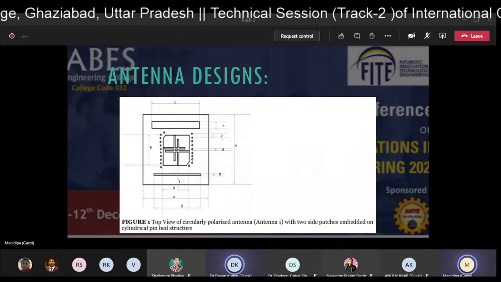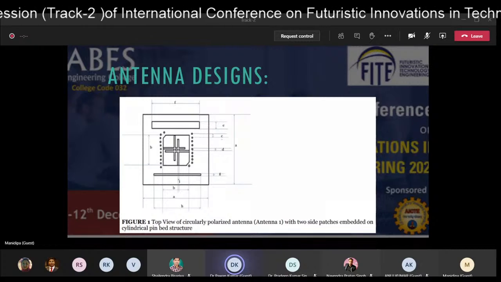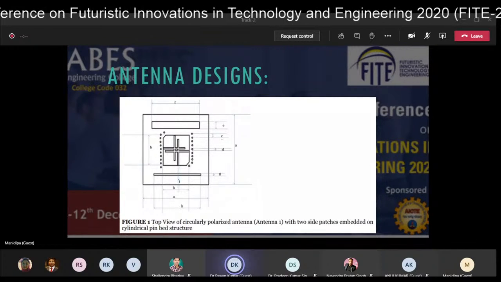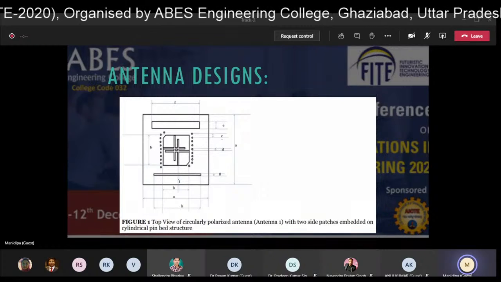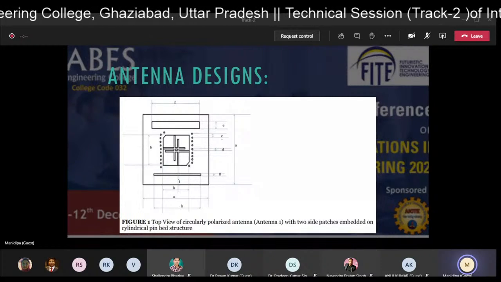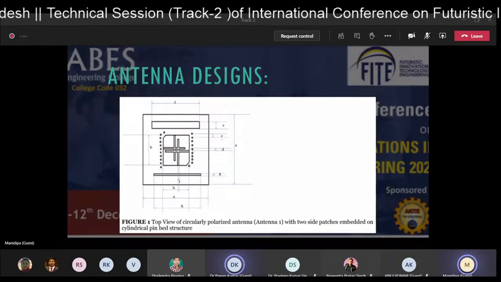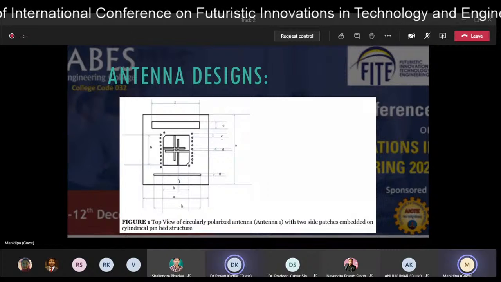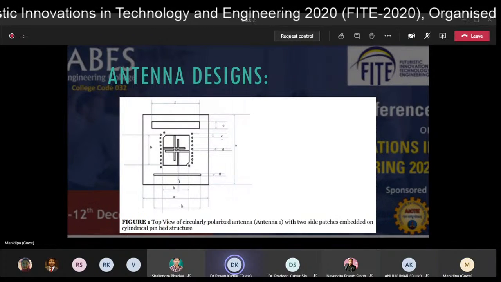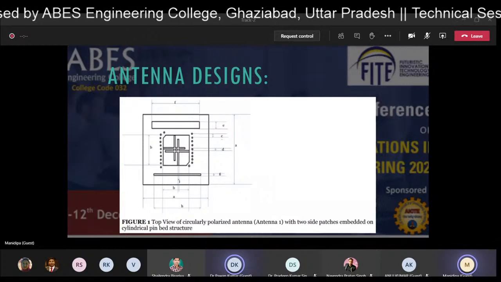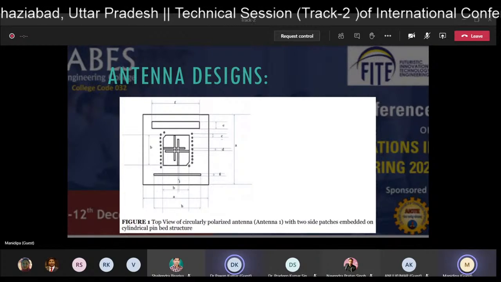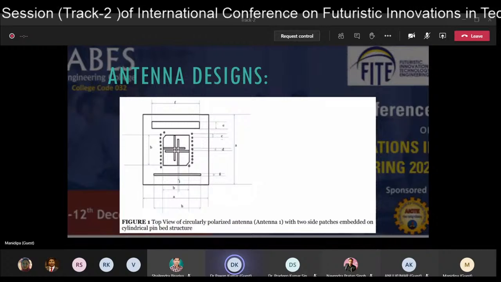Okay, madam. Is your antenna reconfigurable or of a fixed size? Sir, this is not reconfigurable. I only had two objectives: surface wave suppression and circular polarization. So that was achieved. If we want to make your antenna reconfigurable, is it possible? Are there any features we can include?